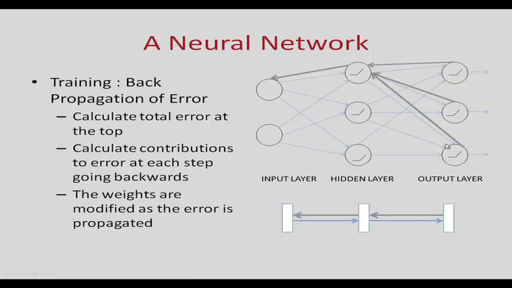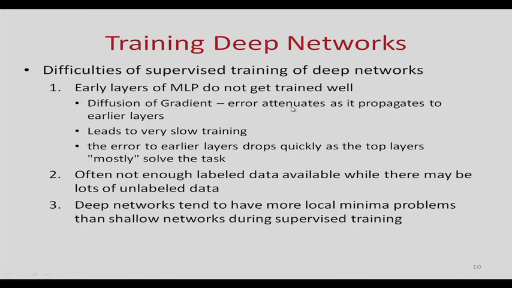Now, we have seen in a neural network there is a back propagation of error, we have already talked about it, and when you train deep networks, then there are some problems. The early layers of the network do not get trained well, because there is a diffusion of gradient, error attenuates as it propagates to earlier layers. It has very slow training, and the error to earlier layers drops quickly as the top layers mostly solve the task. So, not much update happens in the beginning layers, and there is often not enough label data.